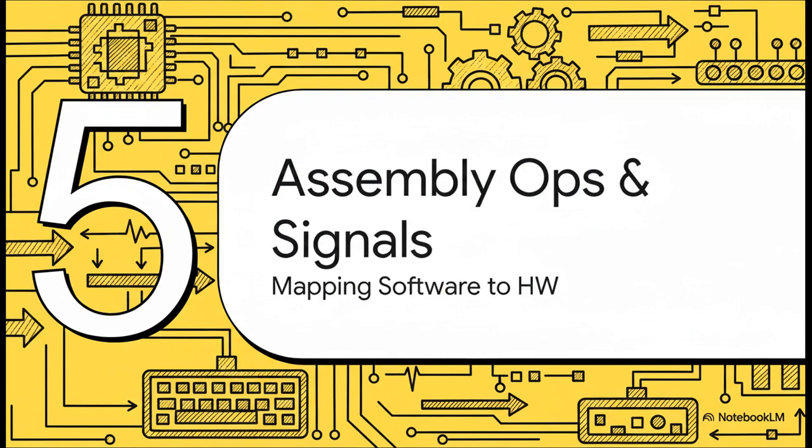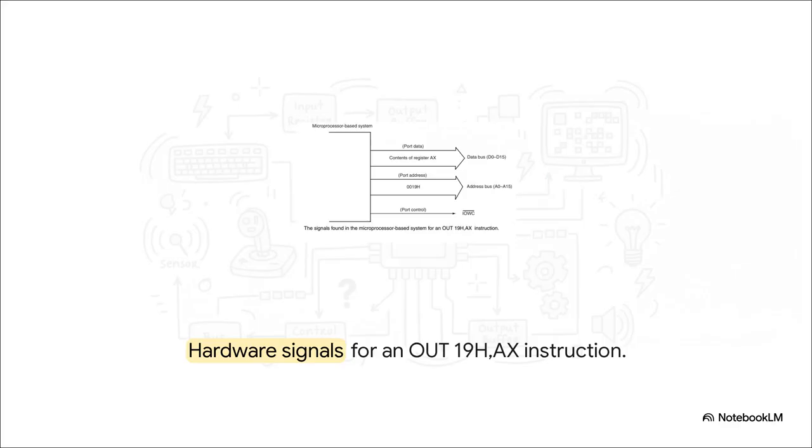Section 5. Assembly Operations and Signals, Mapping Software to Hardware. So when you write these instructions, how do they translate to actual physical electrical signals on the motherboard? Well, think about the execution of the instruction OUT 19H, AX. The contents of the AX register are firing squarely across the D0 to D15 data bus.